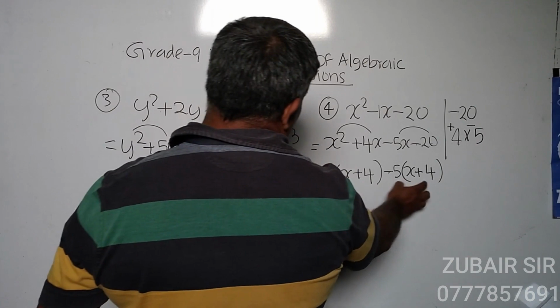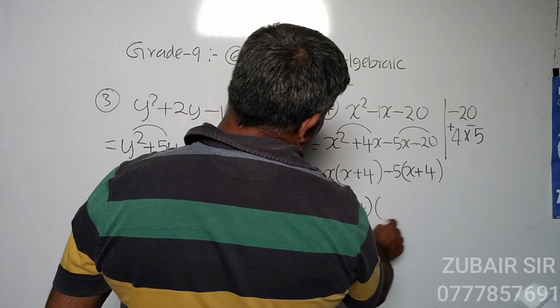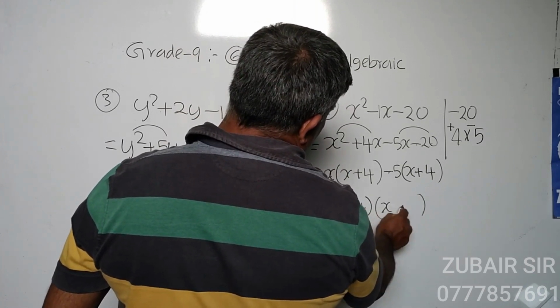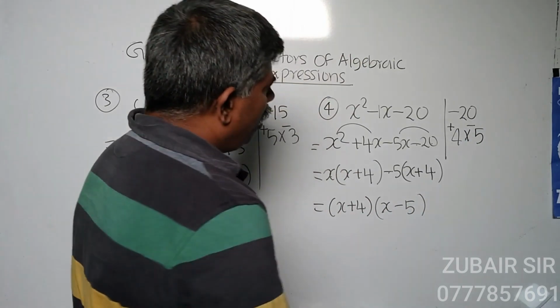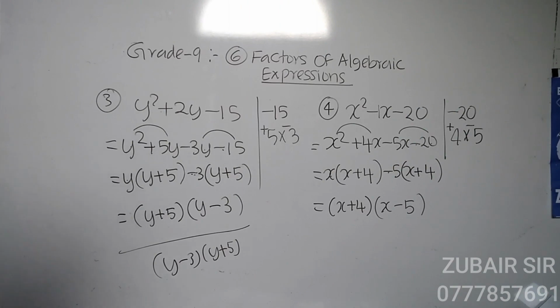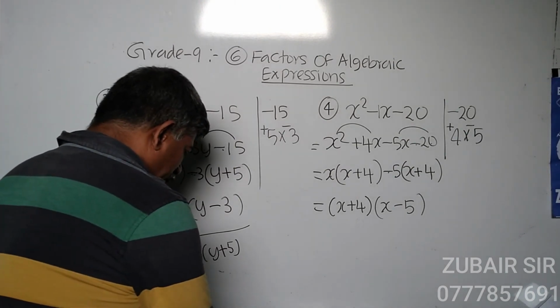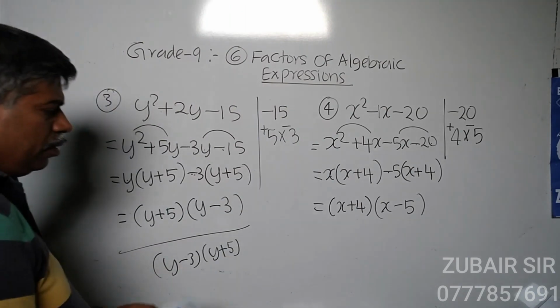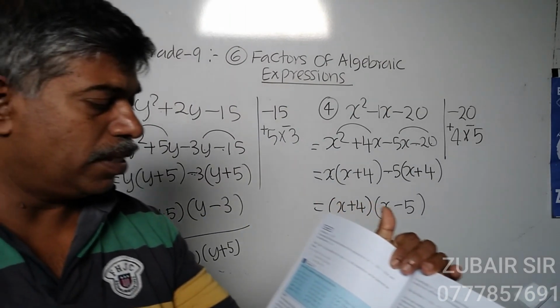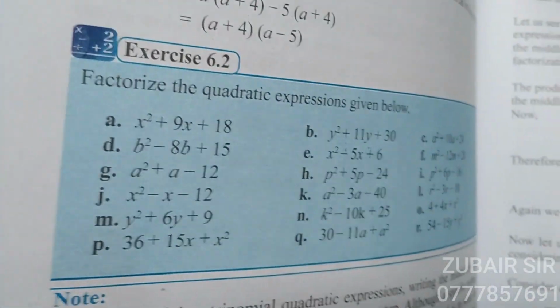Then both are having x plus 4, x plus 4. Now separate the x plus 4 and write the remainders into another bracket. Here the remainder x, here the remainder minus 5. Like fixing the x in front of this, x plus 4, x minus 5. Okay. Now by using this, you can do the exercise 6.2. In exercise 6.2, all these questions can be done by using this.